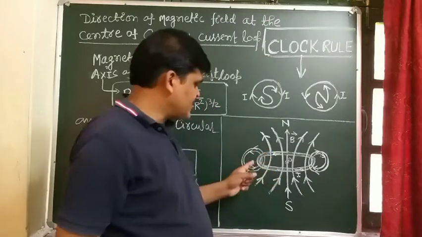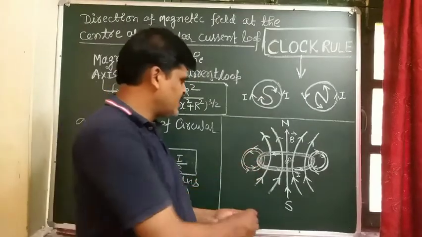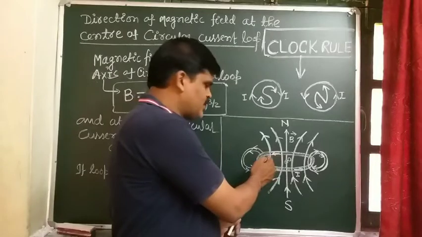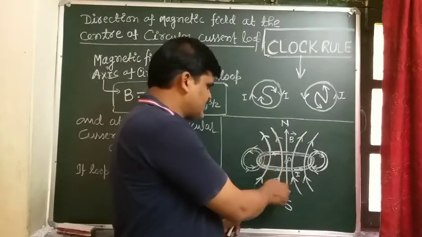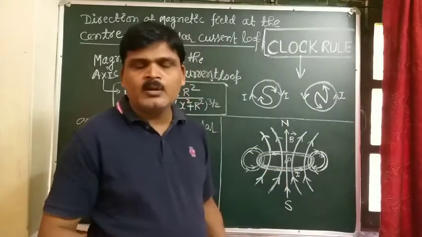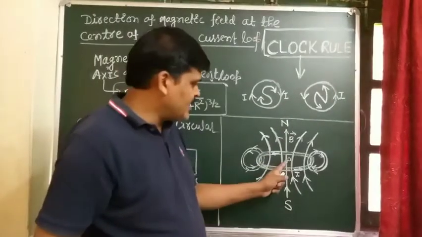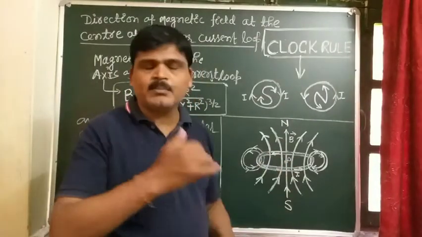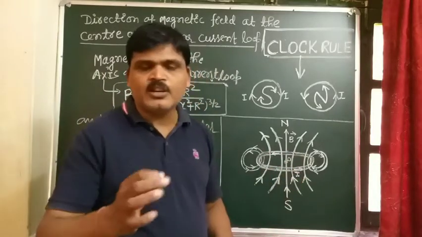And students, near the wire of a circular current loop, the magnetic field pattern lines are concentric circles. As we move away from the wire, the curvature increases, and at the center of the circular current loop the magnetic field remains uniform, and the direction of these magnetic field lines is perpendicular to the plane containing the circular current loop.